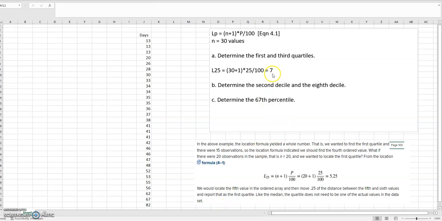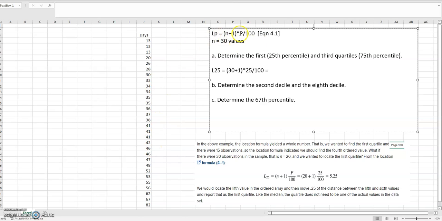I want to show you at least one of these calculations, and then show you there's a little bit of a rounding issue in the case of a non-integer value. Let's go through a couple of these. The first question you sent me is what are the first and third quartiles? The first quartile is the 25th percentile, and the third quartile is the 75th percentile.